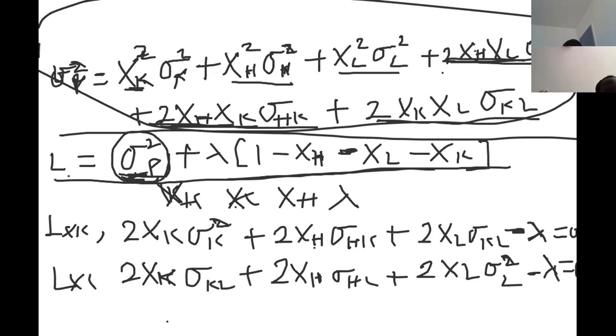Now let's look at the next equation. I'm also going to differentiate with respect to sh, right? So when I'm differentiating with respect to sh, I'm going to have L x h. Now I have sh here, right? So when I differentiate, I'm going to have 2sh variance of h.